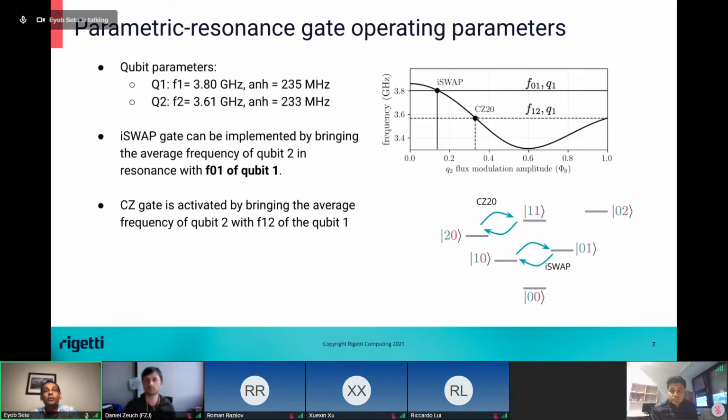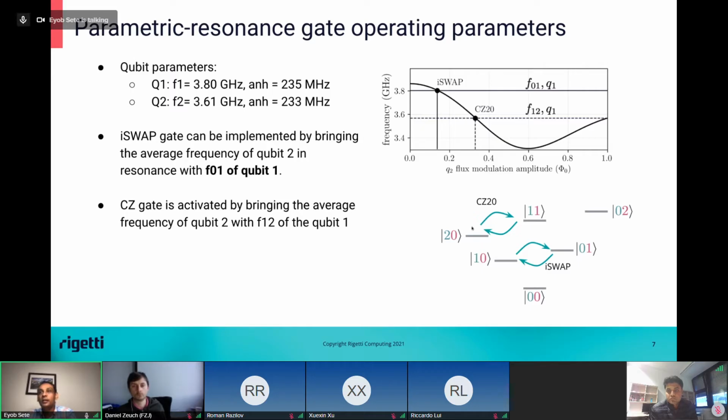So what's important here is you need to know at what amplitude of modulation the qubits become resonant to each other. And the same thing for a CZ. So that's one of the parameters for the gate. But the other way to do it is, I was saying that the interaction for iSWAP is swapping energy between 0 and 1.